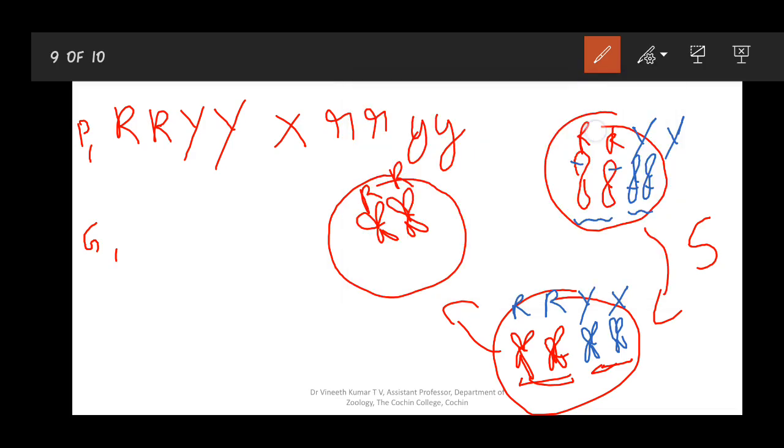And I'm going to take the other pair, which is capital Y, capital Y. So this is the metaphase 1 arrangement of meiosis 1. What happens here is, as we know, during anaphase 1 of meiosis 1, it is the homologous chromosomes that are being separated, and that results in reduction division.